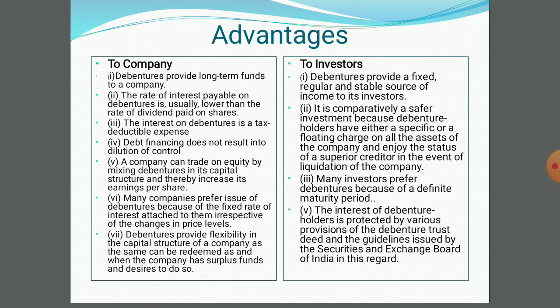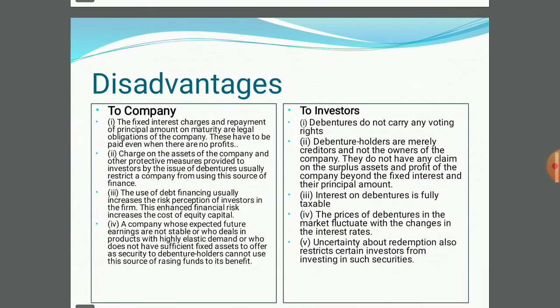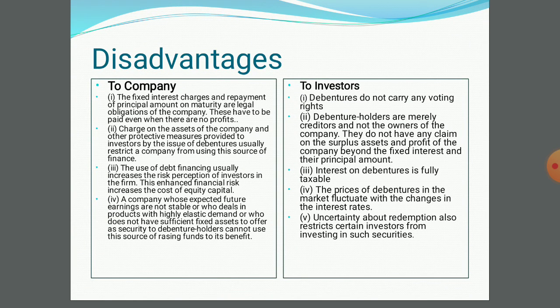So these are the advantages of issuing the debentures. Next, disadvantages. The first disadvantage to the company is the fixed interest charges, and repayment of the principal amount is mandatory, it is obligatory. That means every year the company has to give the fixed amount of interest to the debenture holder, whatever the company's position may be. Whether the company is in profit or loss, it does not matter. Still, the interest is to be paid every year to the debenture holder, and very importantly, repayment of the principal amount at maturity is to be done.